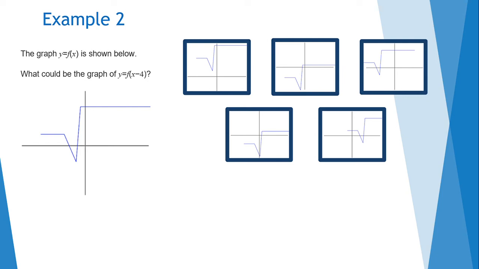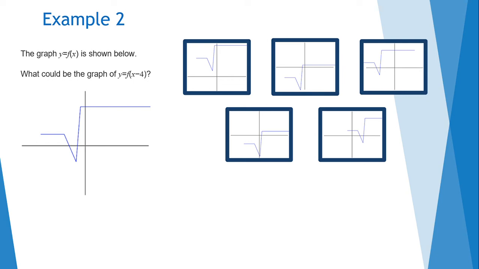It's that counterintuitive thing again. I always remember it as the opposite of what I would think it would be. So f of x minus 4, that means we're going to be moving to the right. So I've got to pick a graph that looks like it's moved to the right.